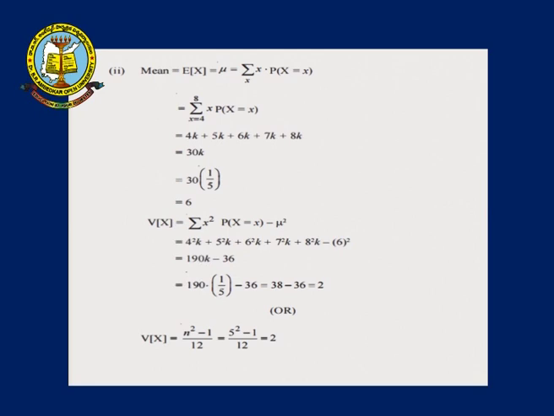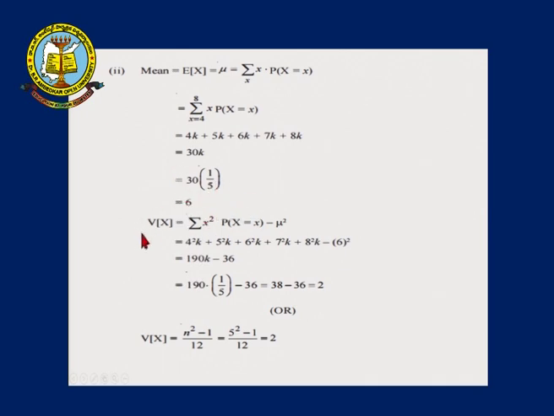So, the mean is equal to what here? Expectation of x. Expectation of x is equal to the mean. Mean is equal to the summation of x into probability of x is equal to small x. Expanded, x is equal to 4 to 8: 4 into k plus 5 into k plus 6 into k plus 7 into k plus 8 into k, that is 30k. But we already know k is equal to 1 by 5. Therefore, your mean is equal to 6.